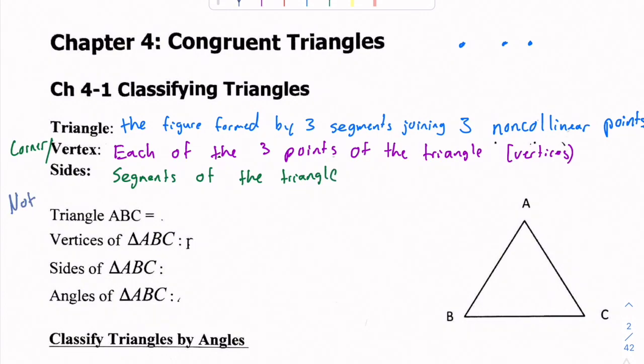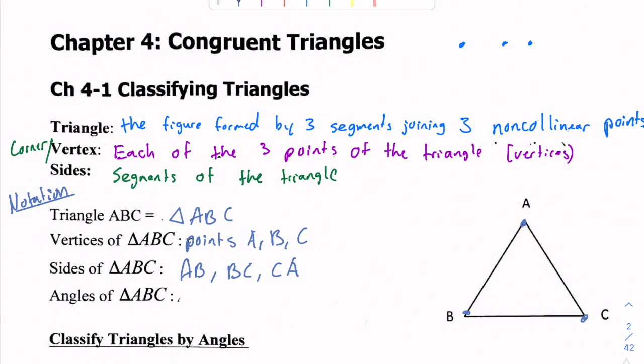Over here, we just have some notation, just a shorthand. Remember, math is all about shortcuts. Okay, so for triangle ABC, you can just do a triangle ABC, just like that. Vertices of triangle ABC, well, those are just the points, okay, points. A, B, C, right, A, B, C. The sides, they're segments, so AB, BC, and CA. And the angles of triangle ABC, you can just call them by the one letter because there's no other angles we need to share that with. So it's just angle A, angle B, angle C.